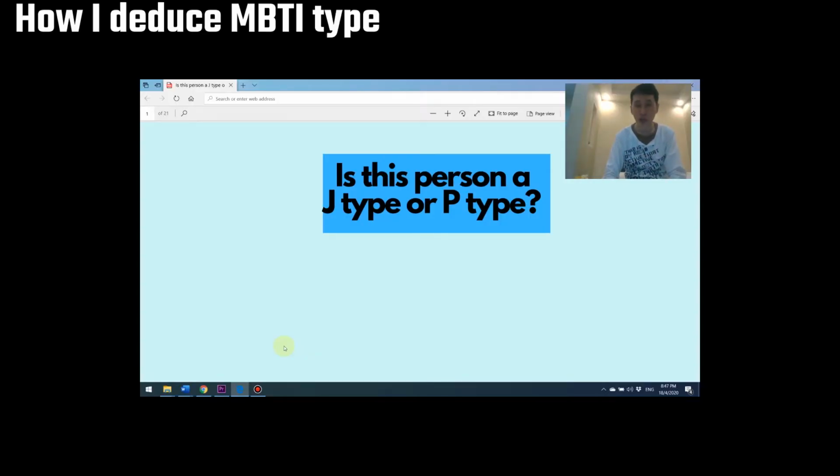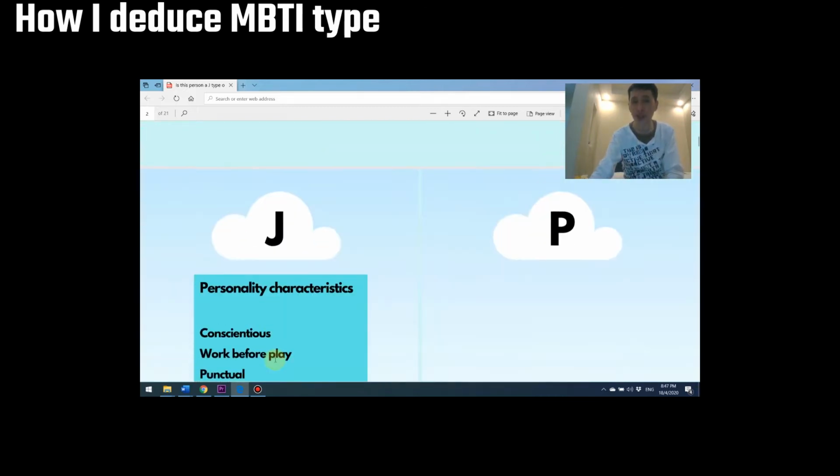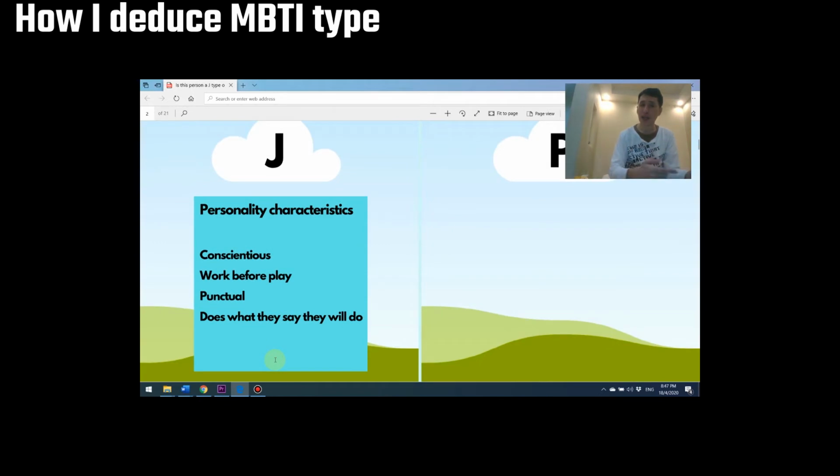I'm going to explain now how I usually type a person. This is not the only method that I use, but I find this method very efficient. The first question that I ask is: is this person a J-type or a P-type? As explained in my other video, the basics of MBTI, the J-type person tends to be conscientious. They usually work before they play, they are punctual, and they usually do what they say they will do.